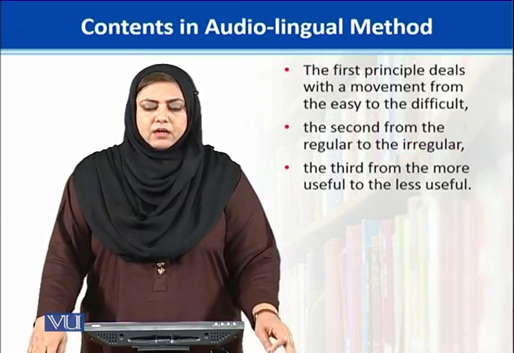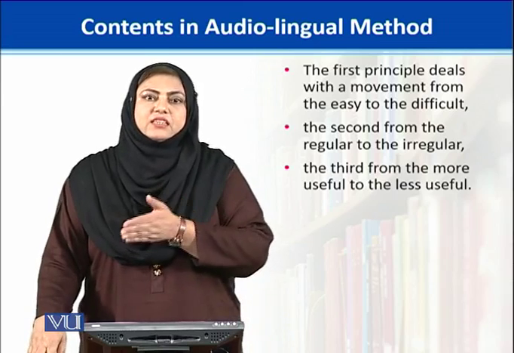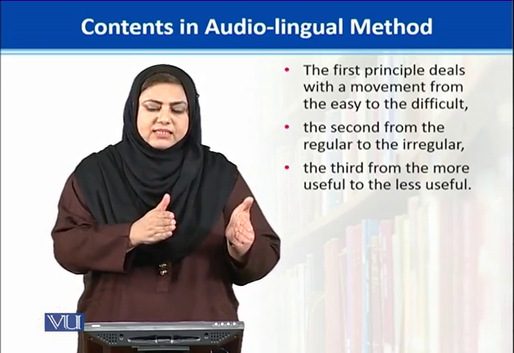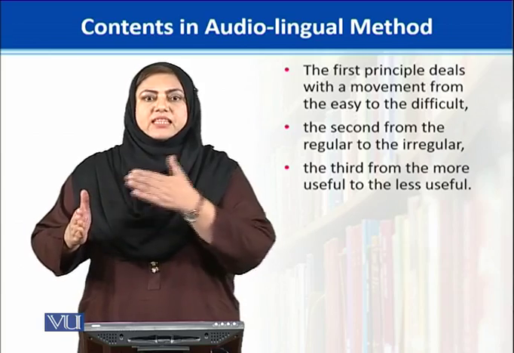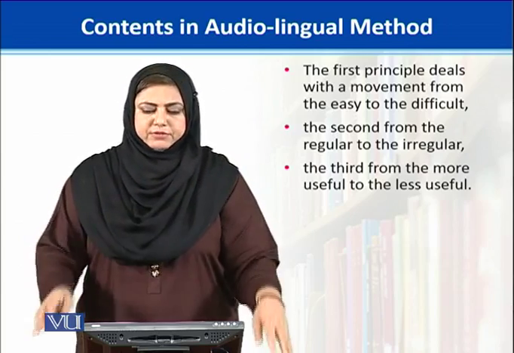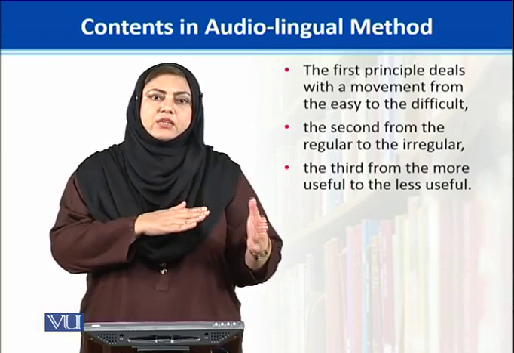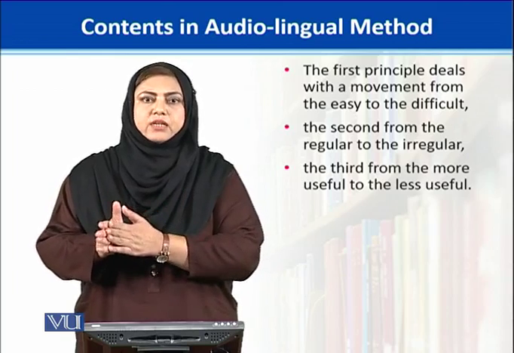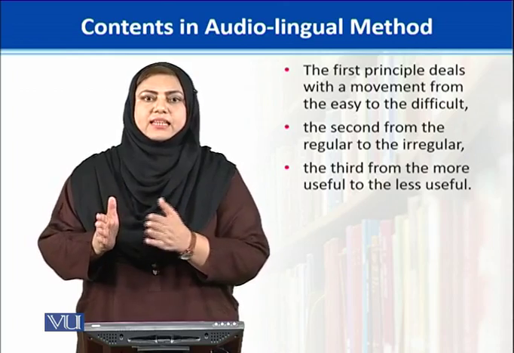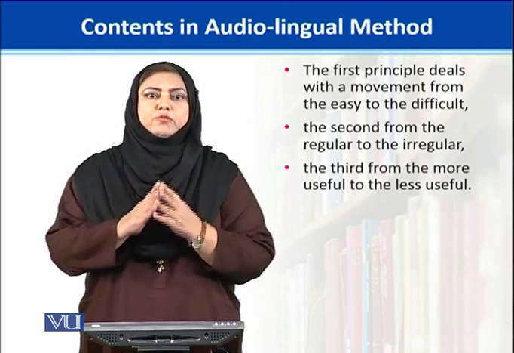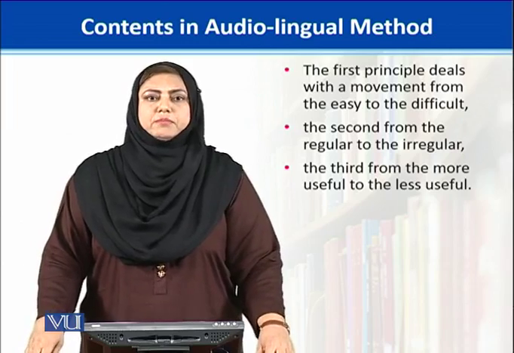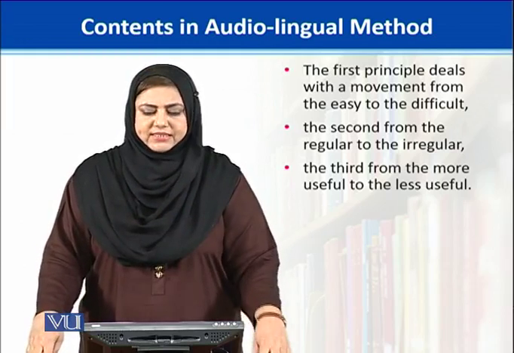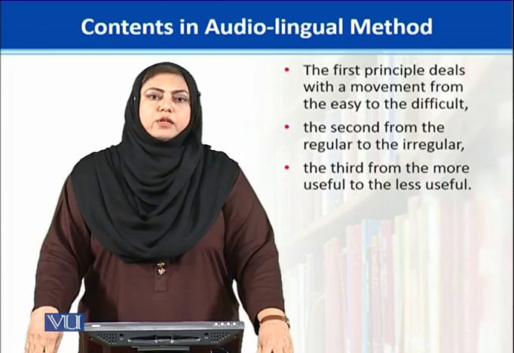The first principle deals with a movement from the easy to the difficult. When I talk of complexity, this deals with how easy it is or how difficult it is. Of course, the teacher would sequence the items from easy to difficult. The second, from the regular to the irregular. First, the teacher would introduce items that are regular because they are easy to learn and understand. And then from the regular, there would be a movement to irregular. For example, when it comes to verb forms, there would be a movement from regular verbs to irregular verbs in terms of sequencing. And thirdly, from the more useful to the less useful.